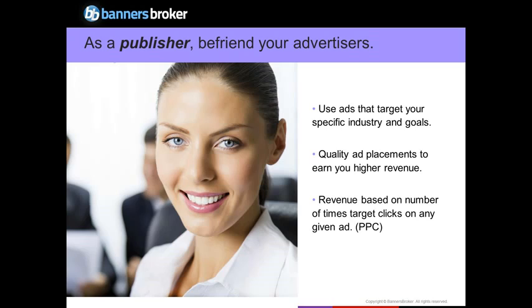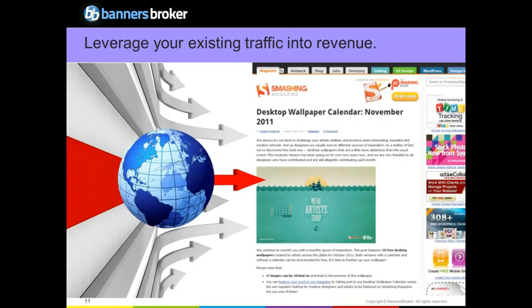Then you have the publisher side. Now, the publisher is pretty interesting. It allows you to leverage what you already have and turn it into revenue. So as a publisher, I already have a website, and I already have existing traffic. To be a publisher, you need to be averaging at least 1,000 views a day on average. Okay, that's one of the requirements in addition to the type of website, the category, and content.